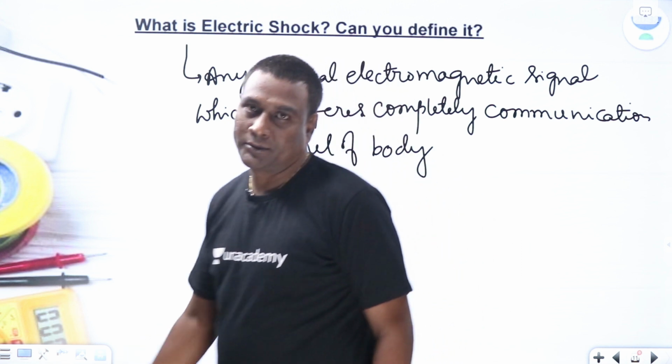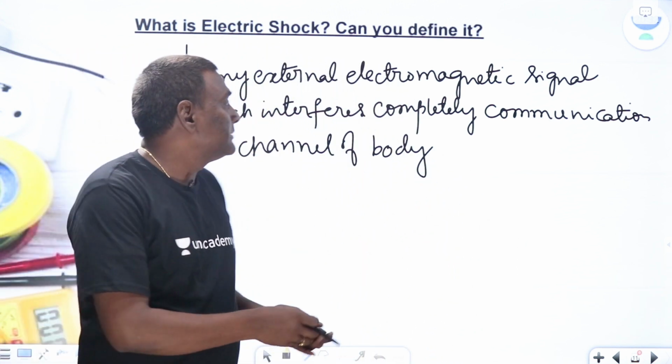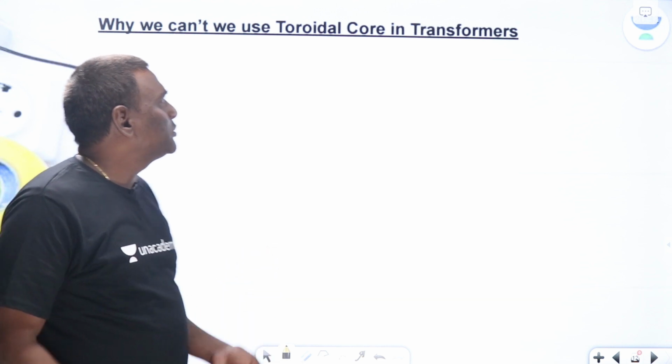is nothing but electric shock. Okay. Now let us think of the next question. Why can't we use a toroidal core in a transformer?